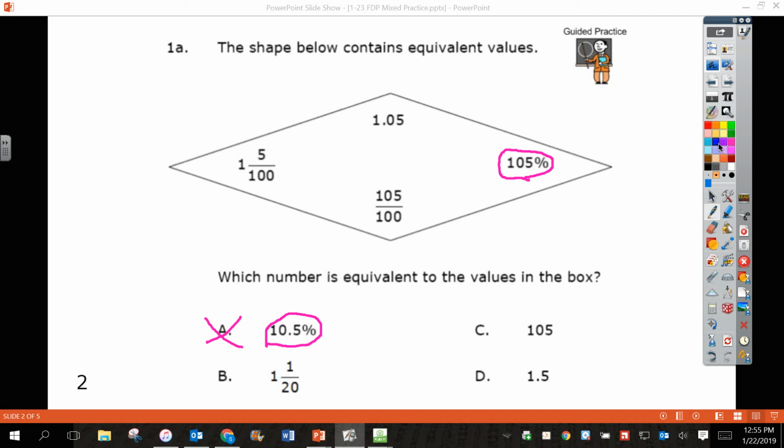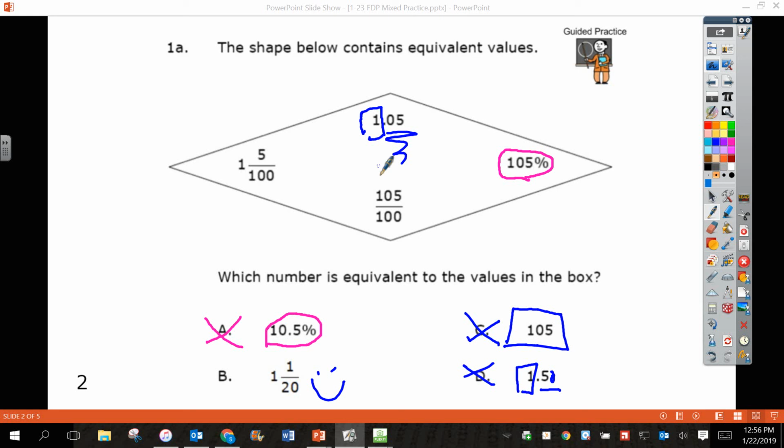The next strategy is to box in the whole numbers. This is 1.05 and the whole number is a 1. And down here on C, the whole number is 105. Not a match, so cross that off. And in D, the whole number is a 1, but then there's a 0.5 versus the 0.05 up here. So this would be a 50 versus a 05. That is definitely out as well. So the answer must be B. Let's go make sure.